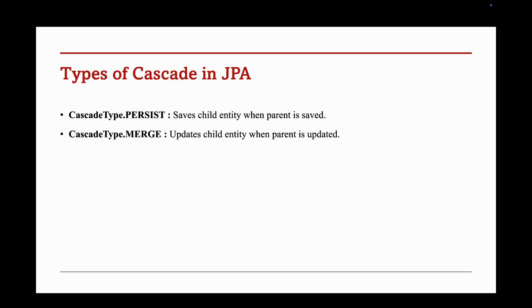CascadeType.merge. This is for update operations. When you update the parent entity, the child entity will also be updated automatically. CascadeType.remove. This is for delete. When you delete the parent entity, the child entity will also be deleted. Very useful in one-to-one relationships. But use carefully.